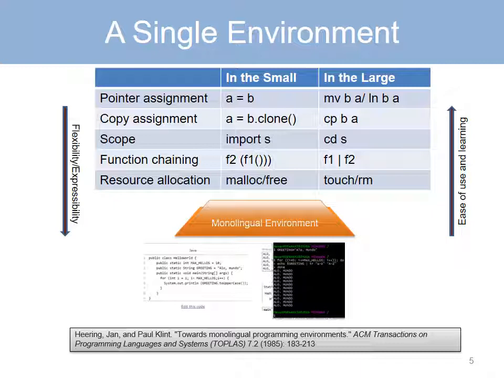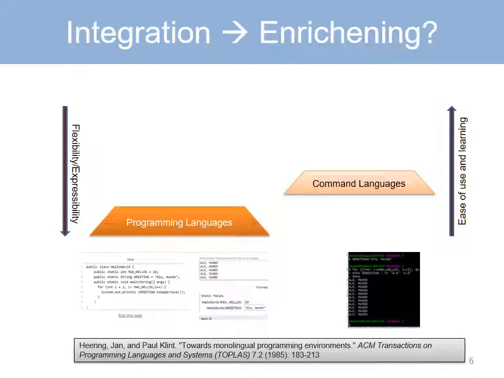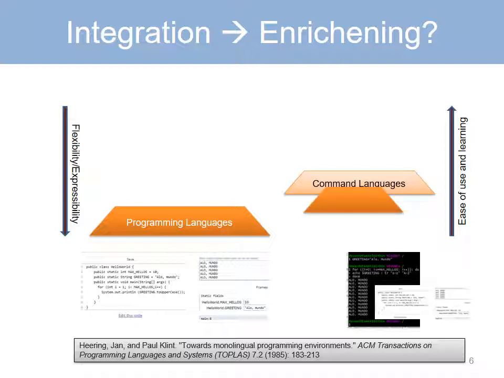guys called Hearing and Clint wrote a great paper in the 80s saying that let's look at ideas towards a monolingual environment. Okay? Now, that idea did get implemented in some environments. And they also sort of said that, look, if you are not really going to have a single environment, it is useful to take parts of one and put it in the other so that there's some kind of enrichment. Okay, and a for loop is an example of that. It's come from programming languages onto command languages. Okay, so that's an idea that's again an old idea.